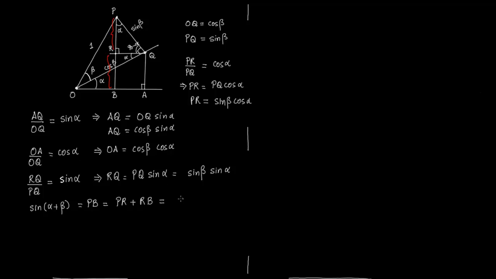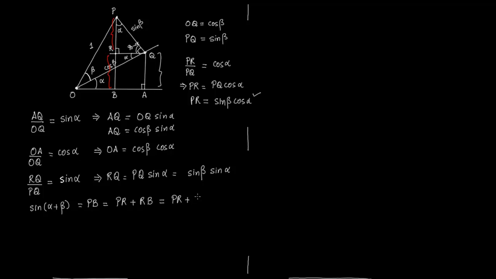But PB consists of two parts, PR and RB, which I have just marked in red. What is PR? PR is sine beta cos alpha, which I have just ticked. And what is RB? So first let us write this. We have PR, and RB is same as AQ.